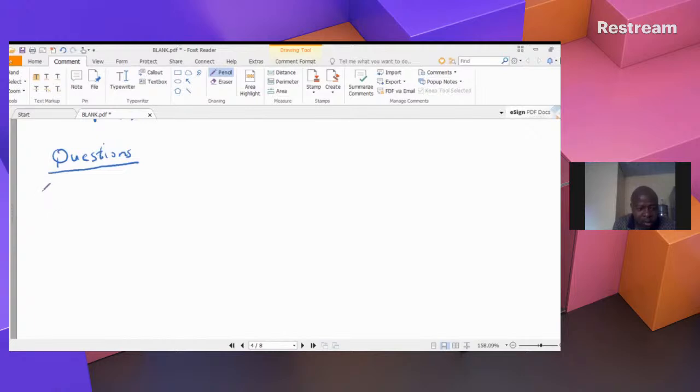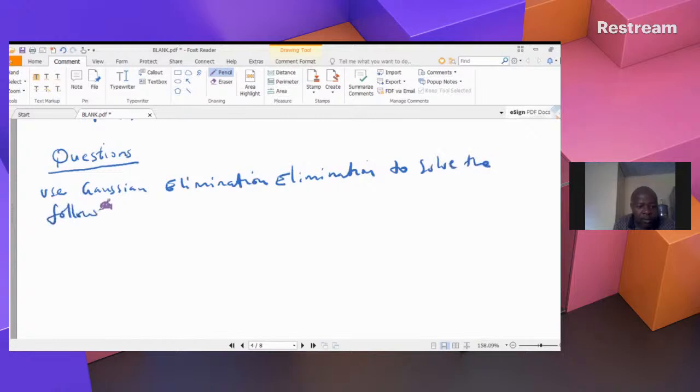Now, the questions here: use Gaussian elimination to solve the following.